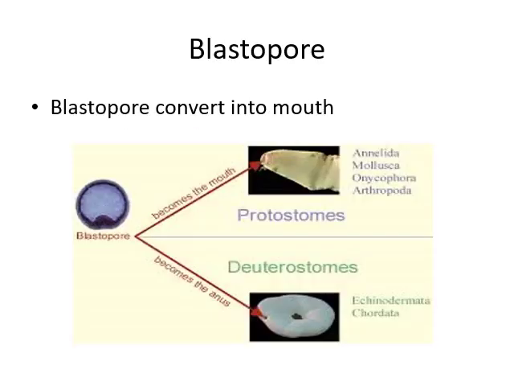Then blastopore, as I have discussed earlier, converts into the mouth in the case of protostomes. Here is a blastopore. A blastopore basically forms when the animal divides in the cleavage, and then the animal forms a blastopore. Blastopore is produced during embryogenesis, during gastrulation, and this blastopore will convert into the mouth in the case of protostomes and into the anus in the case of deuterostomes.